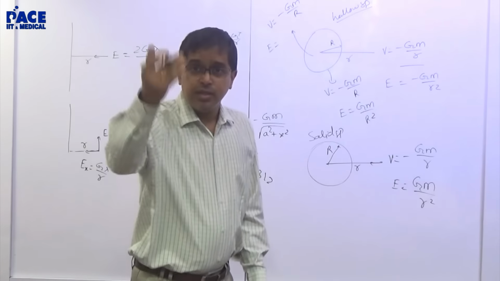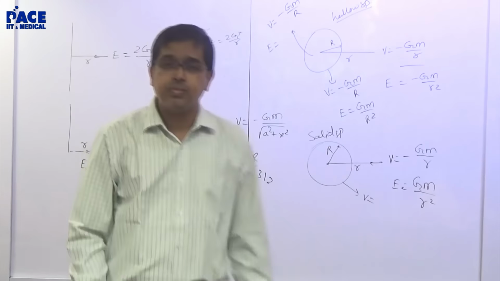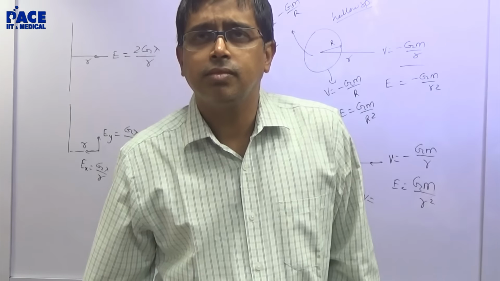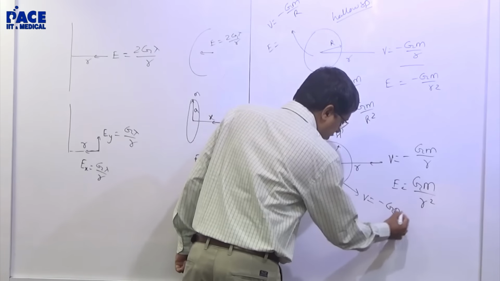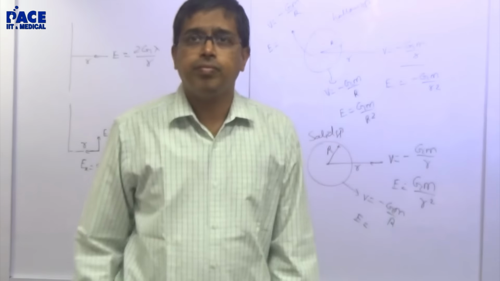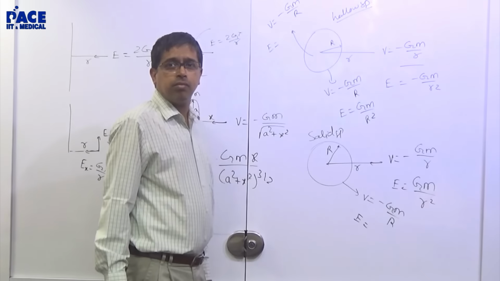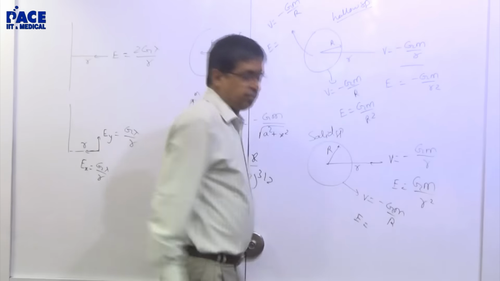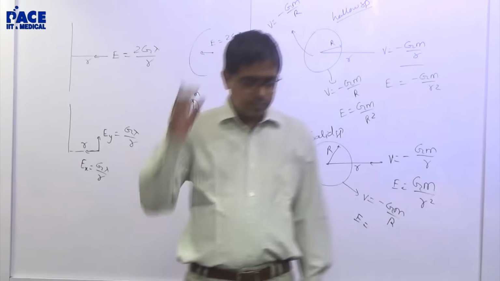Sit down. The person sitting in front, expression for potential on the surface. Minus GM by R, small r, capital R. Capital R. Wonderful. The person sitting next to you, field. Sir, minus GM by R. Zero, sir.